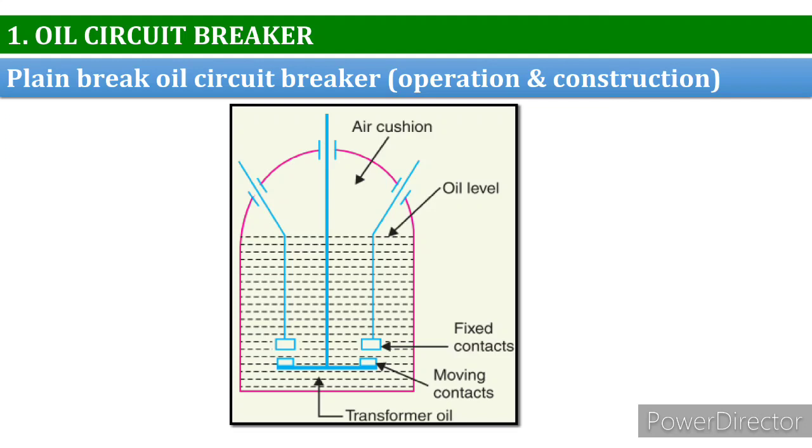As in the transformer section, we have studied the function of transformer oil. Cooling is also one of them. So under normal operating conditions, what will happen? The fixed contact at the bottom and the moving contacts remain closed, and the breaker carries the normal circuit current. But in the second case, when a fault occurs, the moving contacts at the bottom are pulled down by the protective system, and an arc is struck, which vaporizes the oil, as mentioned earlier, into hydrogen gas.